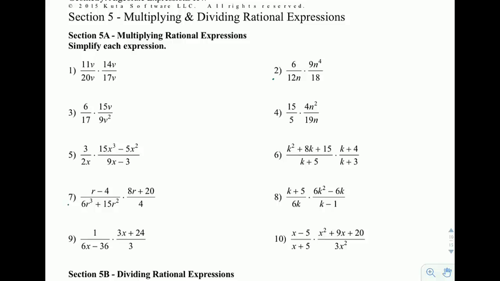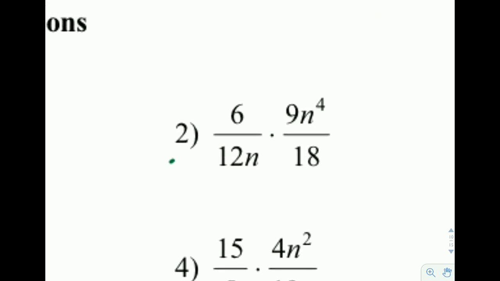We're looking at section 5, multiplying and dividing rational expressions. We're going to start with 5A, which is the multiplying. On number 2, this is a nice example to get started with. We have two fractions, no addition or subtraction going on in these fractions, so just straight up multiplication everywhere.